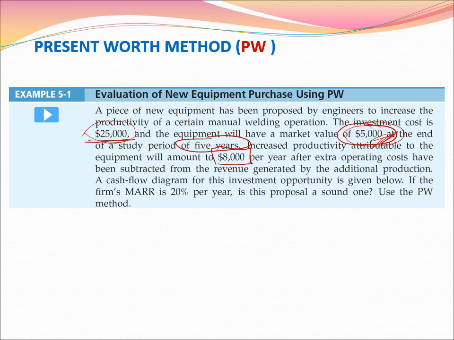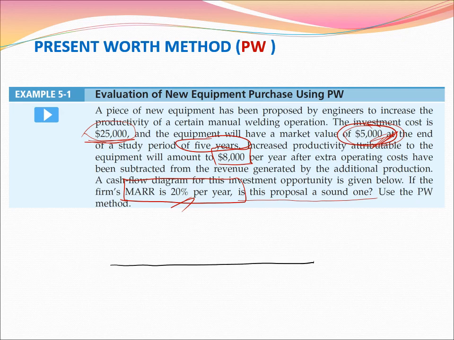A cash flow diagram for this is given. Okay, it's not given, I am going to sketch it. And the firm's MARR is given as 20%. We are asked, is this proposal a sound one? Use the present worth method. Should we invest in this project or not? The idea is this, and let me sketch the cash flow diagram.